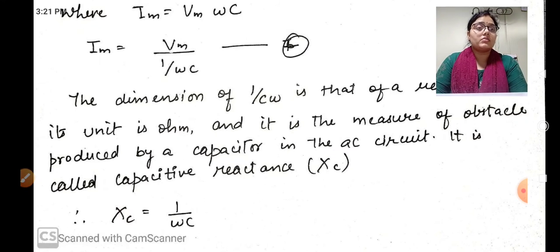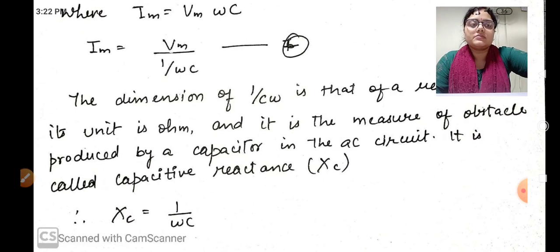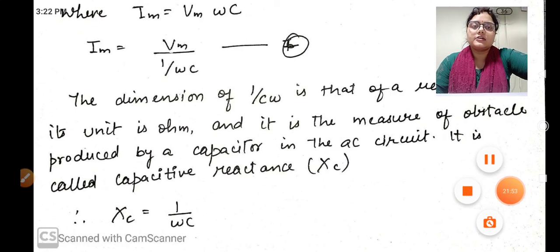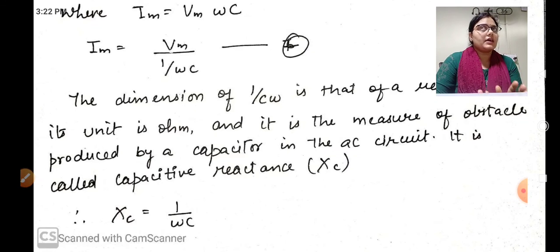Your today's homework is that you have to plot a graph of V and I with omega t for the pure capacitive AC circuit, and you have to also draw the phasor diagram for the pure capacitive AC circuit. Clear? This is your work, and you also have to write how these values are leading ahead or lagging behind in the capacitive circuit.